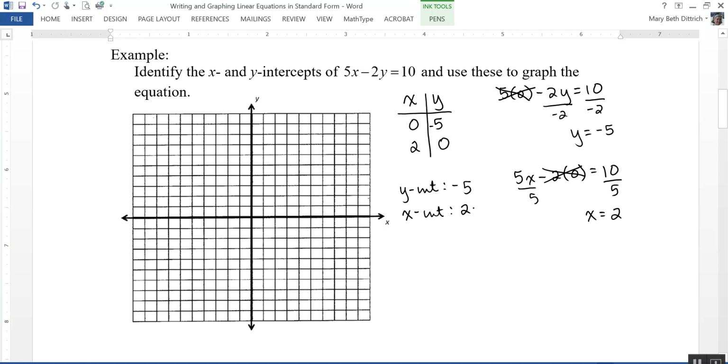Now if I want to graph these, I just put those points on the graph here. My y-intercept is negative 5. Let's see, 2, 4, 5, which is going to be this point right here. My x-intercept is 2, which is right there. And I just connect those 2 points.